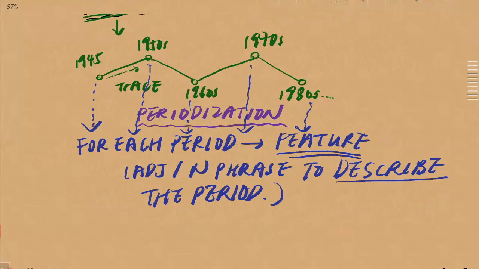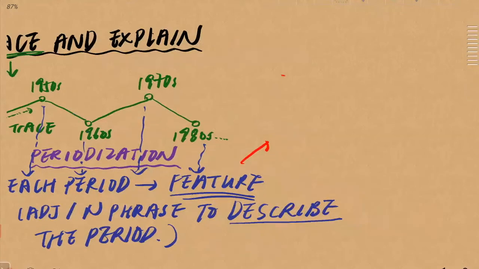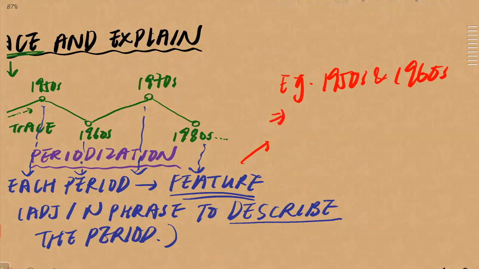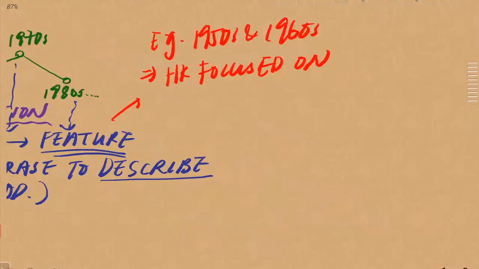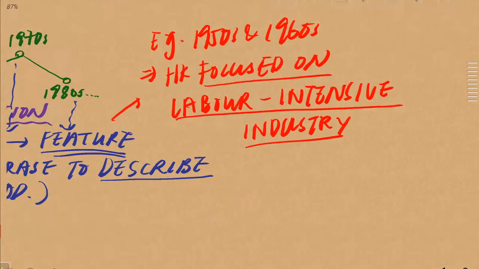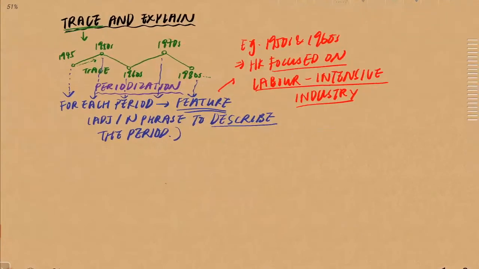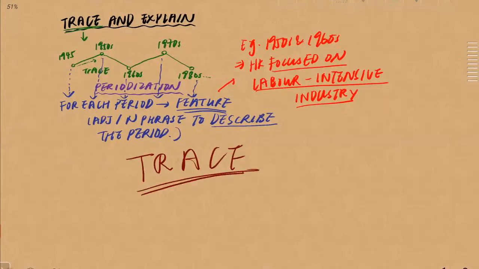For example, in Hong Kong economic history, in the second half of the 20th century, in the 1950s to 1960s, we will usually describe this period of economic development as being focused on labor-intensive industries. This is what we call giving a certain period a feature. So this entire process is what we call trace in this question.